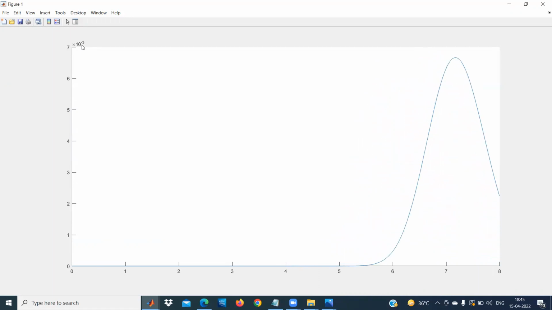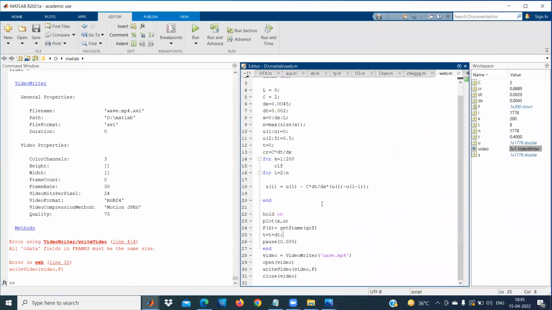Okay, now you have seen that the amplitude has decreased. And here some error is coming. Okay, I will find that out.